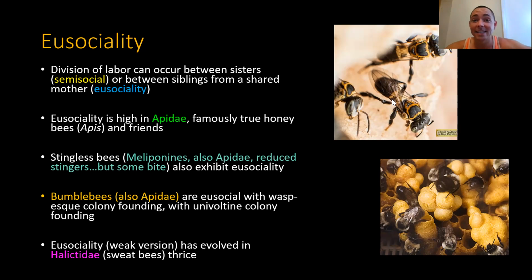Highly eusocial means that some of these daughters just cannot reproduce. Does not matter. They're never going to get mated. They're never going to produce daughters. At best, if their queen dies, they might reproduce some unfertilized eggs that become sons, drones.